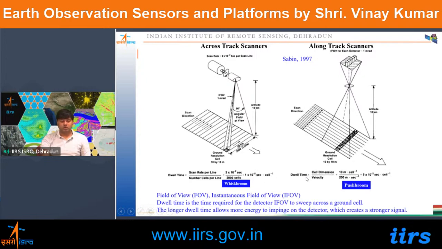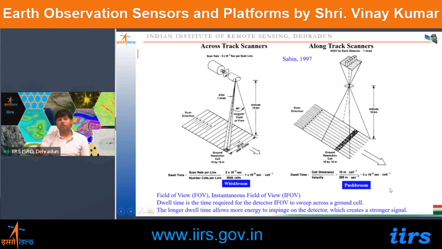Now coming to the dwell time of the along-track scanner, the cell dimension is 10 meter per cell. The velocity of the satellite or platform is 200 meters per second. So the dwell time here is 5 into 10 to the power minus 2 seconds per cell. The longer the dwell time, the stronger the signal received by the detector, and you can get better resolution data in this particular case.